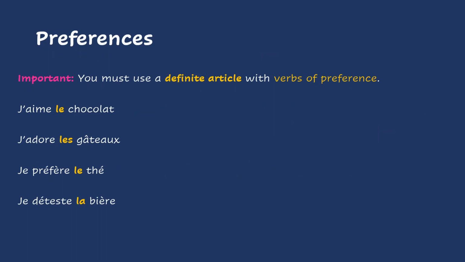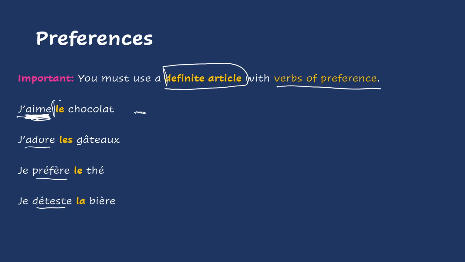So be careful though, because with verbs of preference, such as aimer, adorer, préférer, détester, you must use a definite article. You will not use a partitive. For example, j'aime le chocolat. I like chocolate. So that's tricky because in English you don't use an article, so you may be confused. Remember, with those verbs, the preference, I like chocolate, I love chocolate, I hate chocolate, I prefer chocolate, in French you will use a definite article.